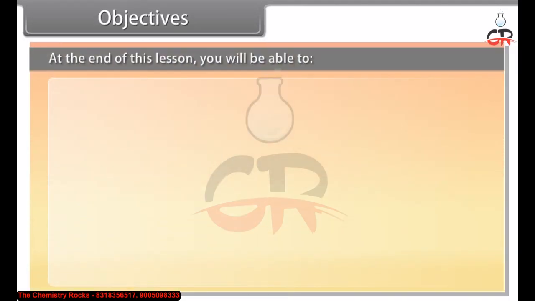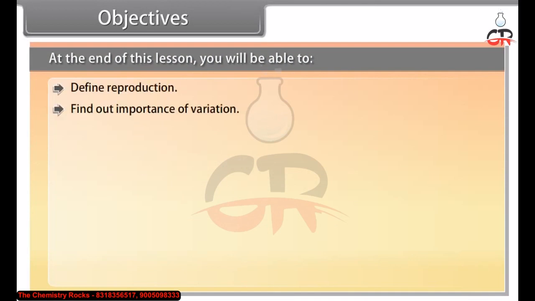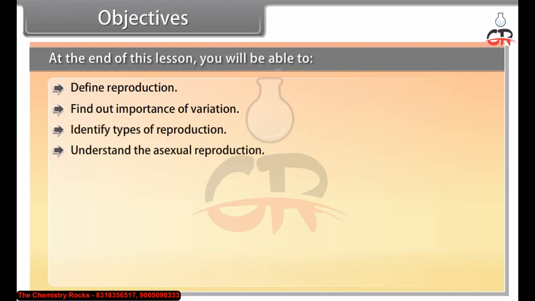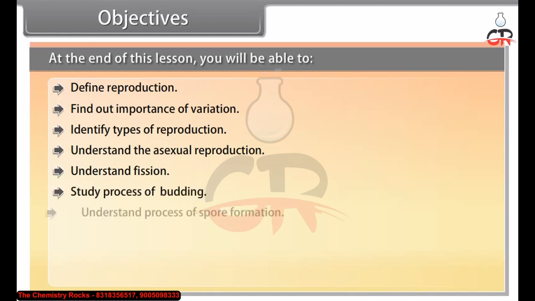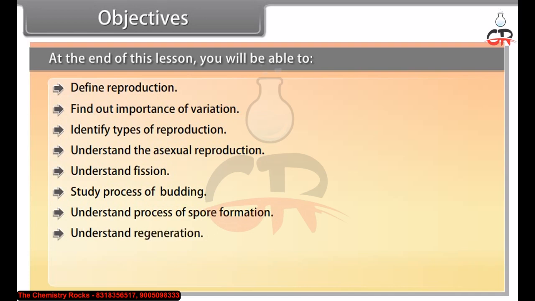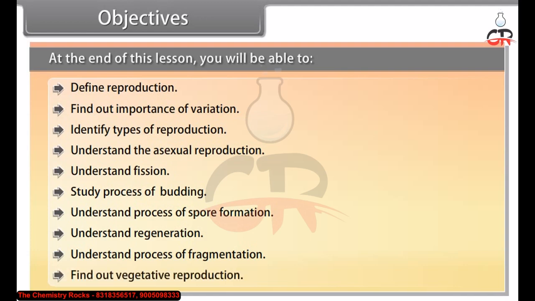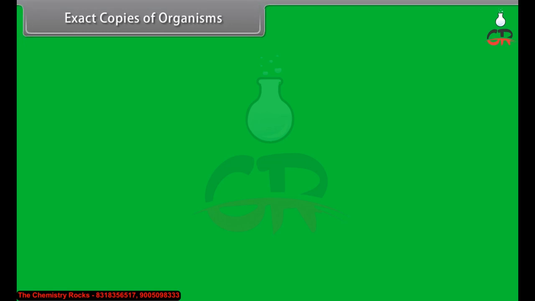Objectives. At the end of this lesson, you'll be able to define reproduction, find out the importance of variation, identify types of reproduction, understand asexual reproduction, understand fission, study the process of budding, understand the process of spore formation, understand regeneration, understand the process of fragmentation, and find out about vegetative reproduction.